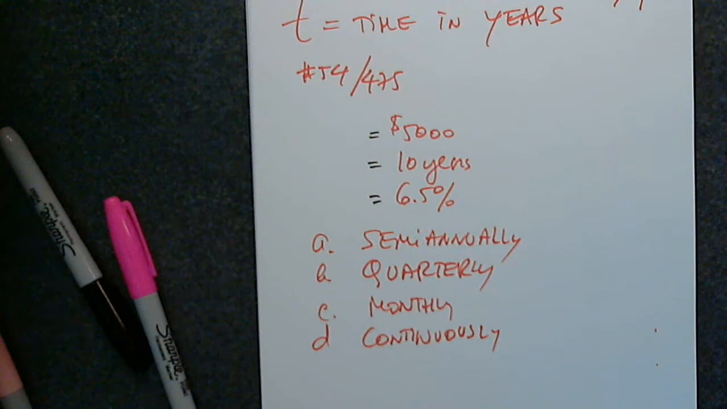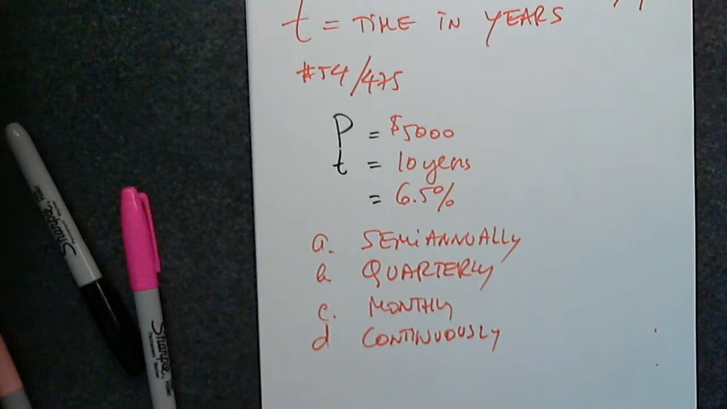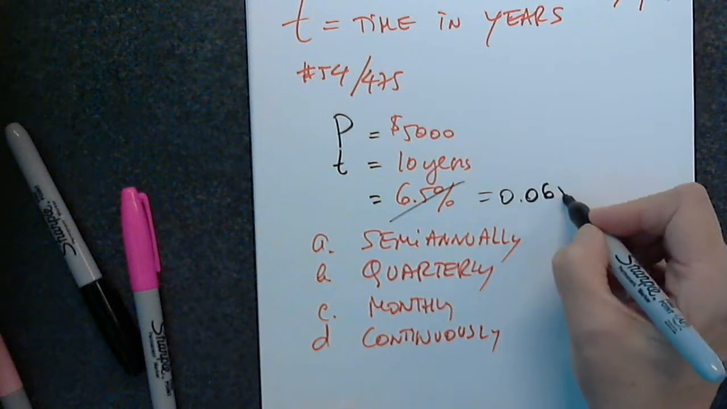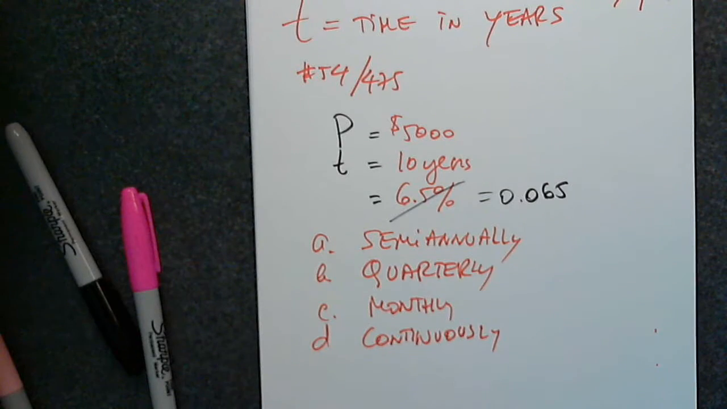Is it A? The principal. Very good. What about 10 years? Which letter? Very good. What about 6.5, which, by the way, has to be 0.065? Never a percent. Very good. It's lowercase r. Perfect. What does semi-annually mean?